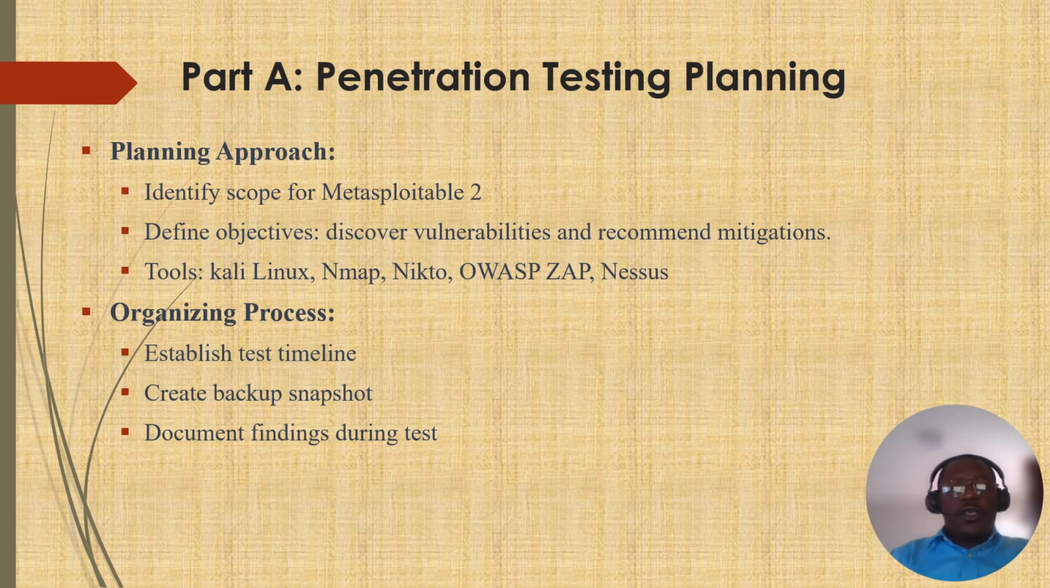Part A. Penetration testing and planning. I started with a defined scope, targeting only the Metasploitable 2 VM within a local lab environment, using a Kali Linux machine as the attacking system. I ensured network connectivity between the two VMs and prepared the environment by creating a system snapshot for rollback.